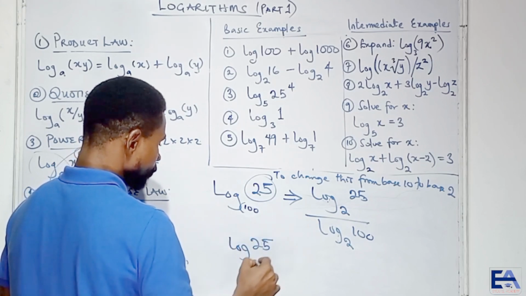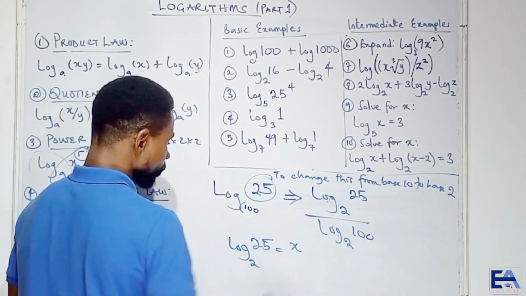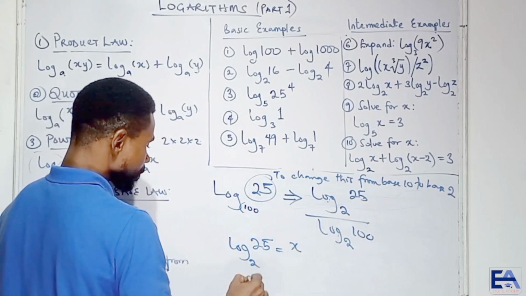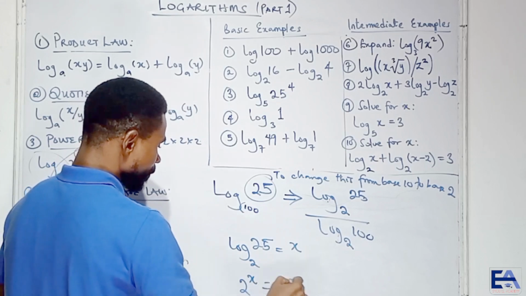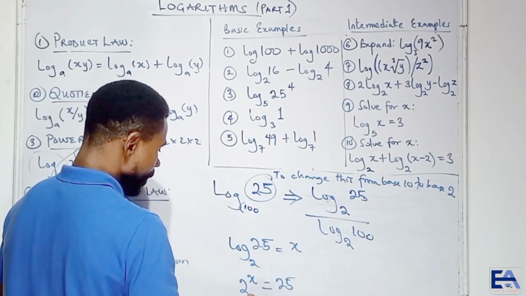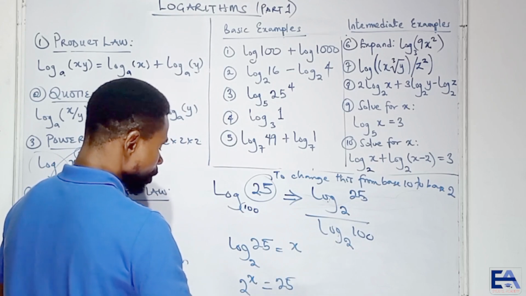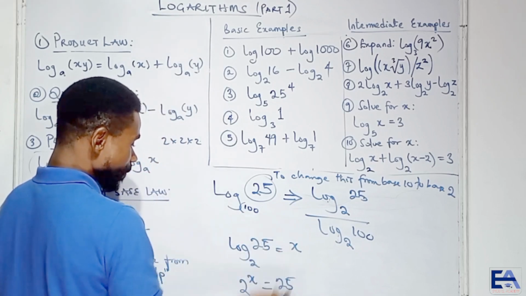Logarithm of 25 to base 2, let's say it is equal to x. It means that we are going to have 2 raised to power x is equal to 25, right? Then it means 2 raised to power x is equal to 5 raised to power 2, because 5 times 5 is 25.